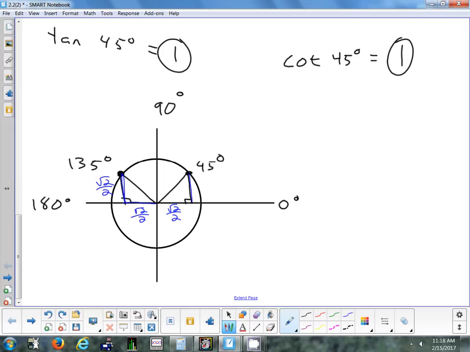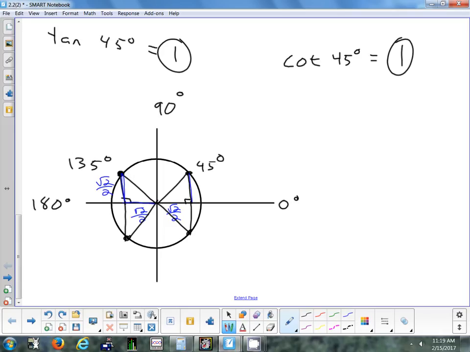You can do the same thing. You can put a 45 down here, or you can put a 45 over there. Every one of those coordinates is going to be a root 2 over 2, comma root 2 over 2. It's just sometimes they're both positive. They could both be negative, or you could have one positive, one negative for the x and y value.